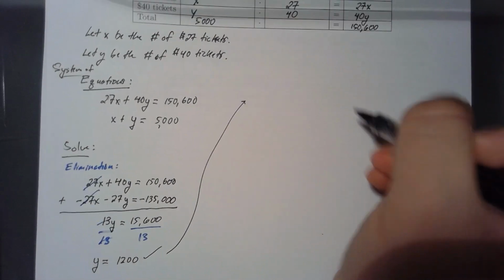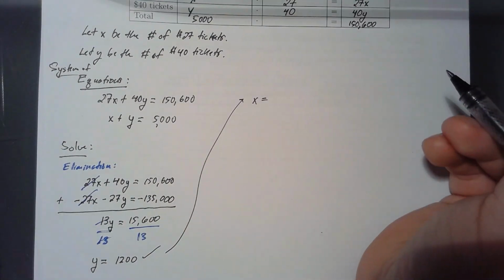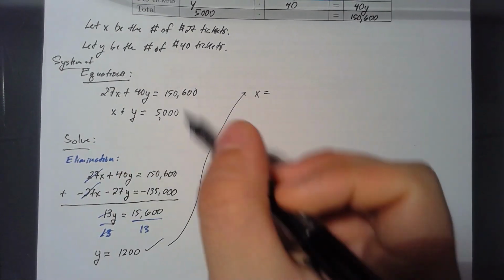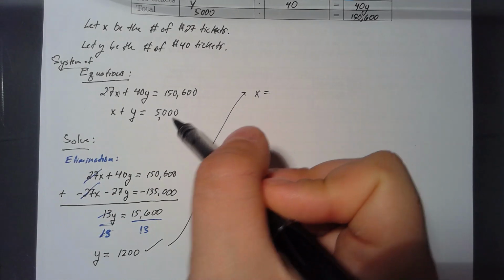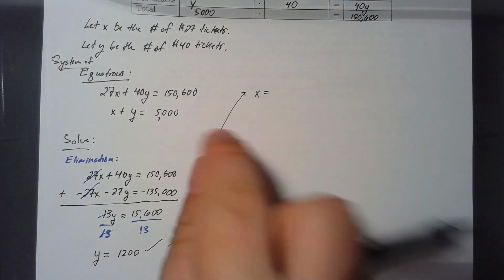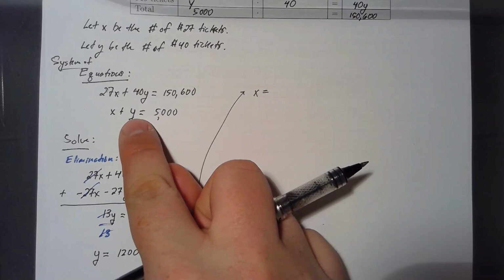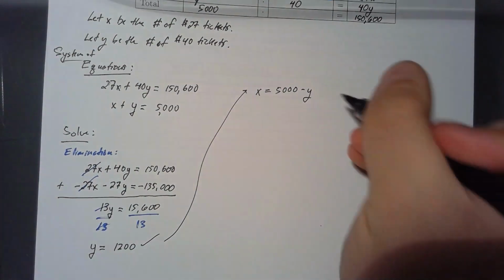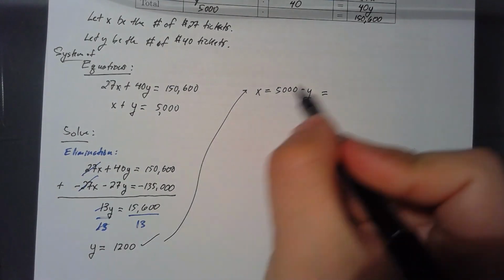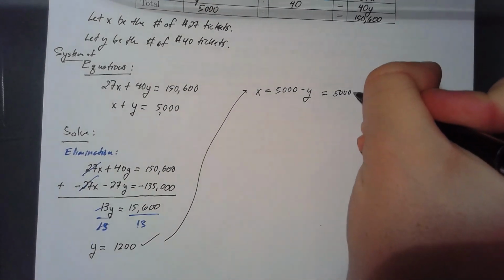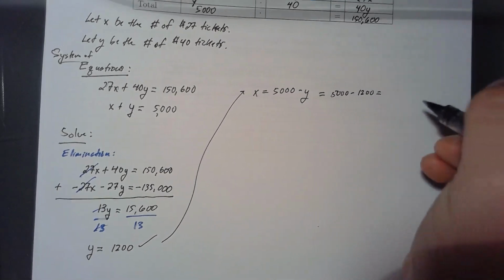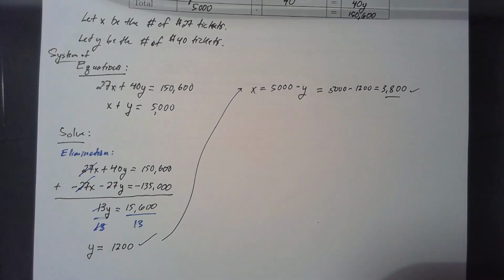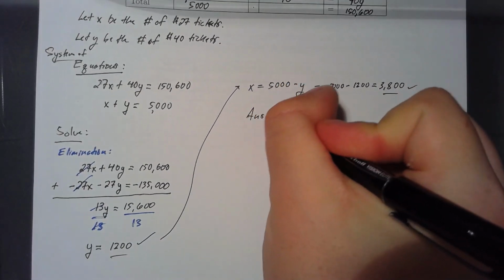All right, well, so how many X tickets should I sell? How do I figure that out? Well, I have an equation right here. I can plug this into either this equation or this one. I'm going to do this one. That one's much easier. So if I solve this for X, I just subtract Y. Y was 1,200, so 5,000 minus 1,200 is 3,800.